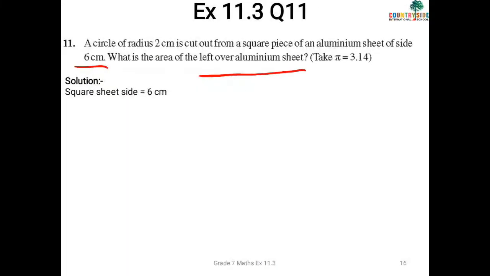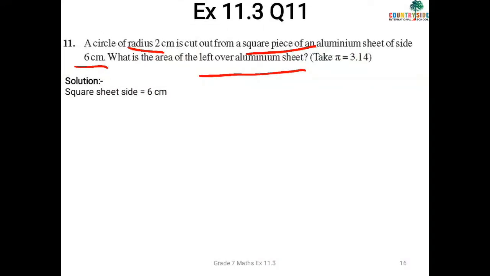Okay, so underline these words. First of all, circle of radius 2 centimeter, then square piece of aluminum sheet, and at the end left over aluminum sheet. So left over means here we have to do some subtraction, left over, remaining. So all these denote what? A subtraction.